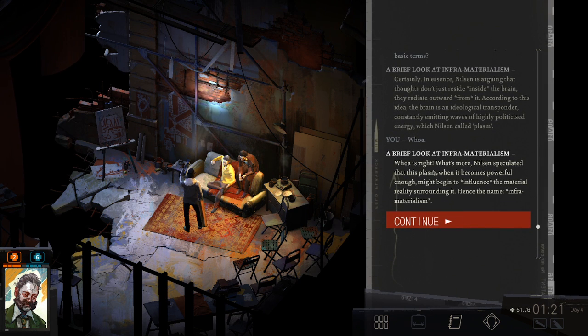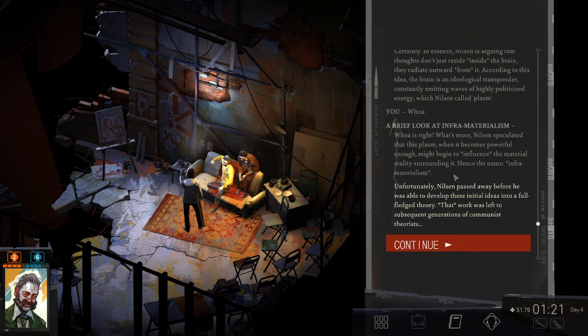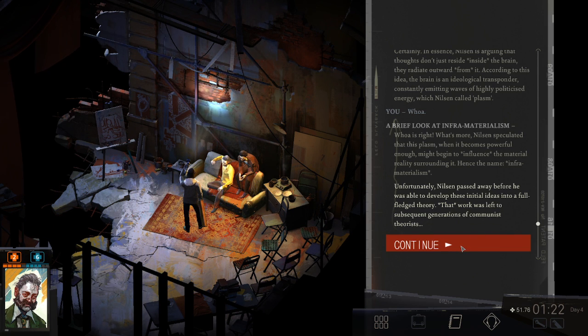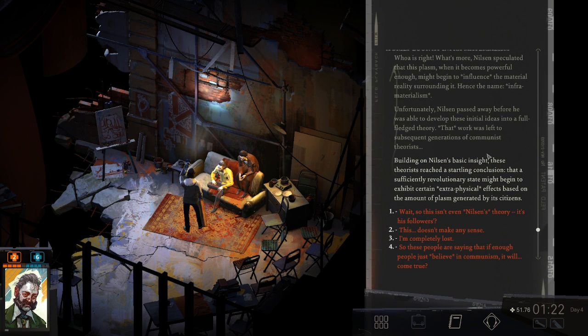Whoa. Well, what's more, Nilsson speculated this plasm, when powerful enough, might begin to influence the material reality surrounding it, hence the name Infra-Materialism. So, influencing the material around you with your plasm. Unfortunately, Nilsson passed away before he was able to develop these initial ideas into a full-fledged theory. That work was left to subsequent generations of communist theorists. Building on Nilsson's basic insight, these theorists reached a startling conclusion: that a sufficiently revolutionary state might begin to exhibit certain extra-physical effects based on the amount of plasm generated by its citizens.